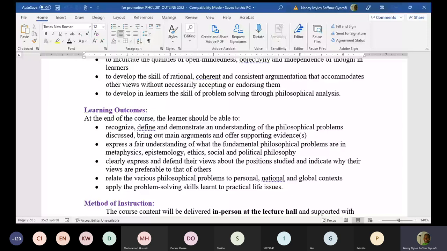Then the very last objective highlighted there: to develop in the learner the skill of what? Problem solving through philosophical analysis. There are so many problems in society, now, in the church, in politics, in governance, everywhere, problems. Look at what is happening in Ukraine and Russia. Isn't that a problem? Where are the thinkers? I heard someone say last time, I think they were repeating what a clergy person said in the past. You have heard that also. And it is played and people laugh about it. There are problems everywhere. Look at your education this year.